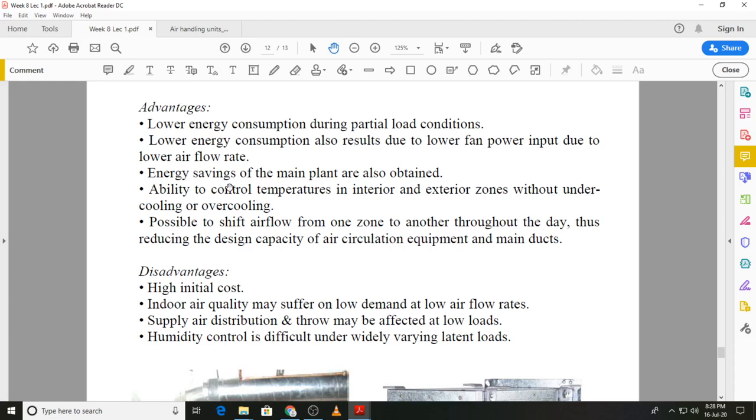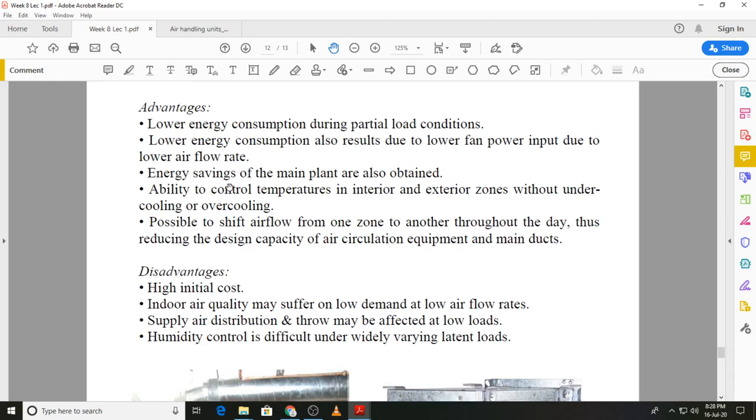Disadvantages: we have a high initial cost, but because it's very energy efficient, that high initial cost pays back in a short duration. Because we are reducing the air flow rate in the conditioned space, if the load changes, it might also cause deterioration of the indoor air quality at very low loads, because the air flow rates will have to be reduced. That means the amount of outside air, or the fresh air, will reduce, and the air quality inside might not be maintained. So that could be a consideration that we have to keep in mind.